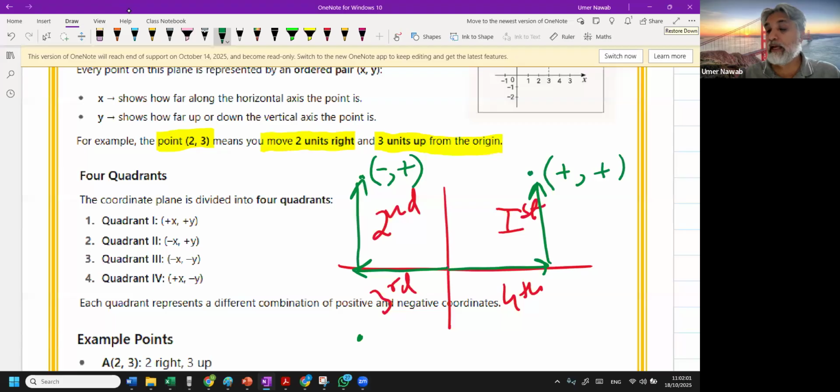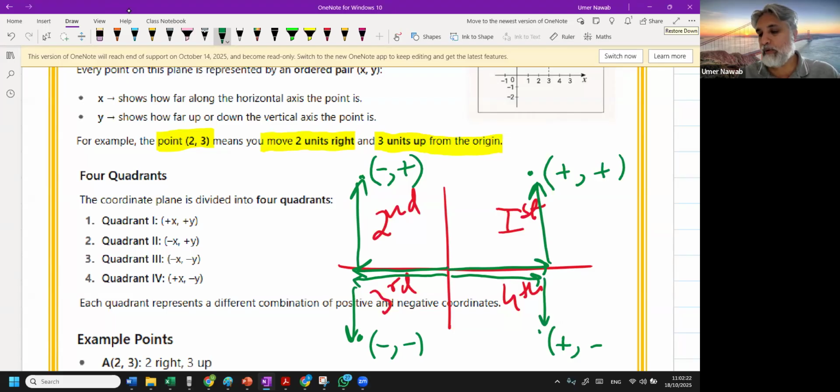If you have a point in the third quadrant, then you go left, so your x coordinate is negative, and you go down, so your y coordinate is also negative. But if you have a point in the fourth quadrant, then you go to the right, so your x coordinate is positive, and you go down to get to that point, so your y coordinate is negative.